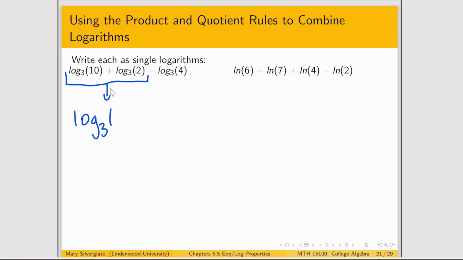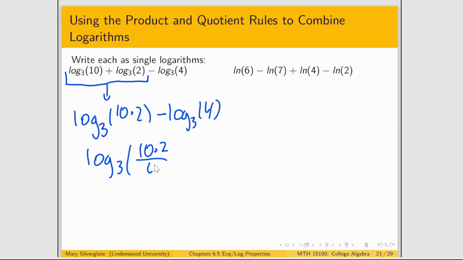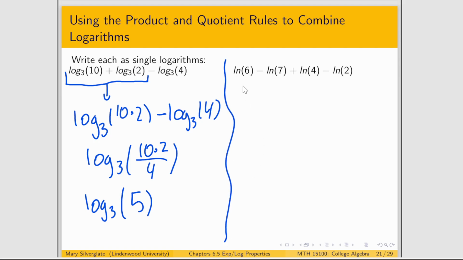So I have log base 3 of 10 times 2 minus log base 3 of 4. And then I'm just going to keep on going. What does the subtraction outside the log become? That becomes division. So that becomes 10 times 2 all over 4. And then I'm going to actually simplify inside this log. So 10 times 2 gets me 20, divided by 4 gets me 5. My final answer is log base 3 of 5.